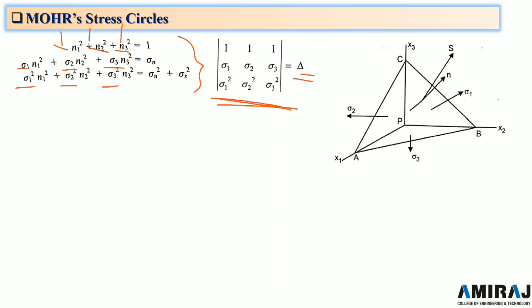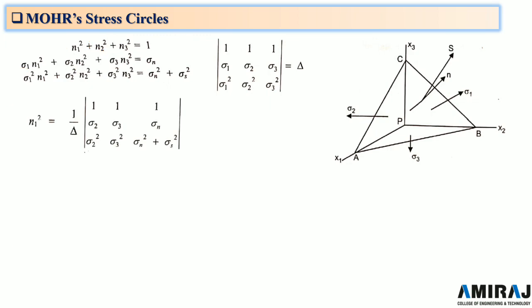Now we can determine the values of n1 squared, n2 squared and n3 squared. First, n1 squared is given by 1 upon delta times the determinant with 1 1 1, sigma 2, sigma 3, sigma n in the matrix. Here the Cramer's rule is applied. To apply Cramer's rule, we take 1 upon delta and replace the n1 column, so the n1 coefficients are removed and the others remain: 1 1 1, then sigma 2, sigma 3 and sigma n, then sigma 2 squared, sigma 3 squared, and sigma n squared plus sigma s squared.